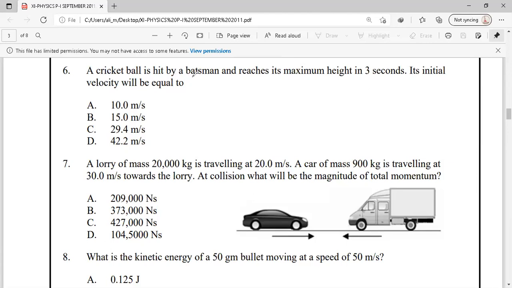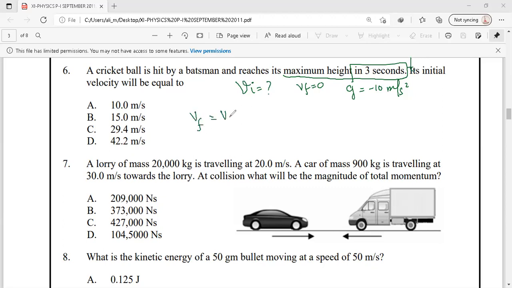A cricket ball hit by a batsman reaches the maximum height in 3 seconds. Its initial velocity will be? We know that at maximum height, the final velocity becomes 0. g is minus 10 meters per second square for a body moving upward. Let's calculate the initial velocity, and we have the time. Using the first equation of motion, Vf equals Vi plus gt. So Vi will be equal to Vf minus gt.